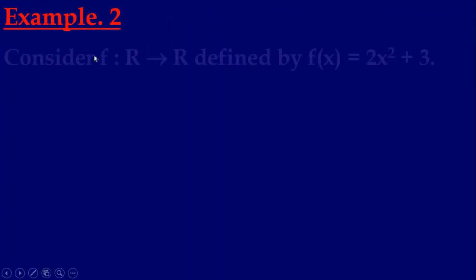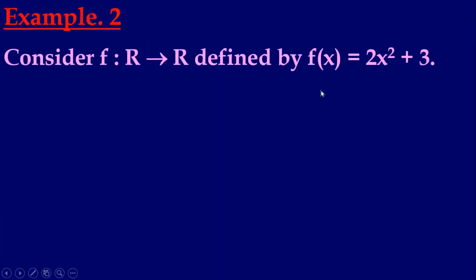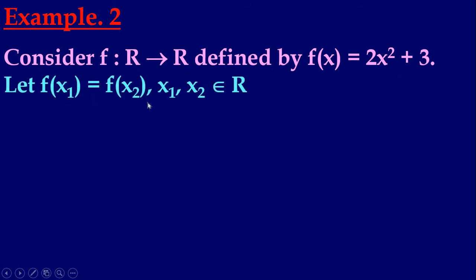Next it is example 2. Consider a function f from R to R defined by f of x equal to 2x square plus 3. We check whether this function is 1-1 or not. Now we take f of x1 equal to f of x2, where x1, x2 belong to R, that is, the first set, real numbers. It is given that f of x equal to 2x square plus 3. Therefore f of x1 equal to 2x1 square plus 3, and f of x2 is 2x2 square plus 3.